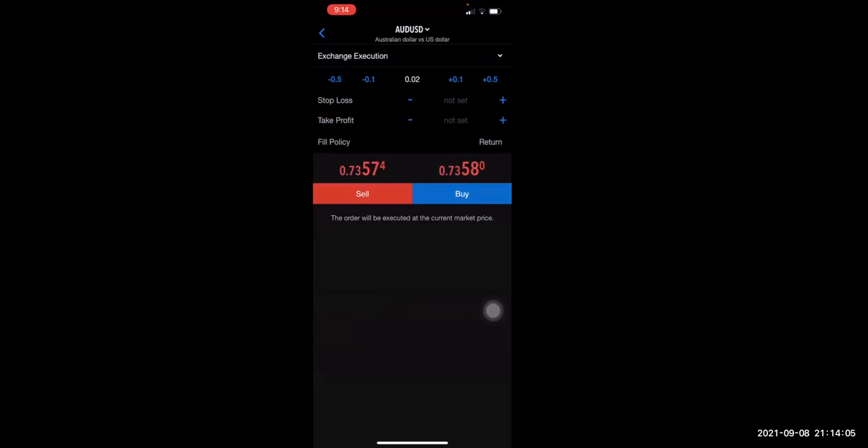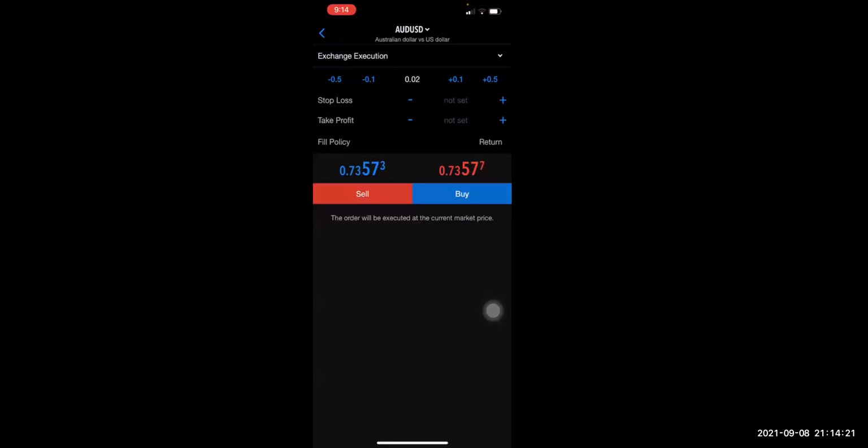Once we select exchange execution or market execution, the next thing we do is look at our lot size. This is extremely important, because once you get into a trade, you cannot change this. I want you to understand: once you get into the trade, if you used the wrong lot size, you cannot change it.